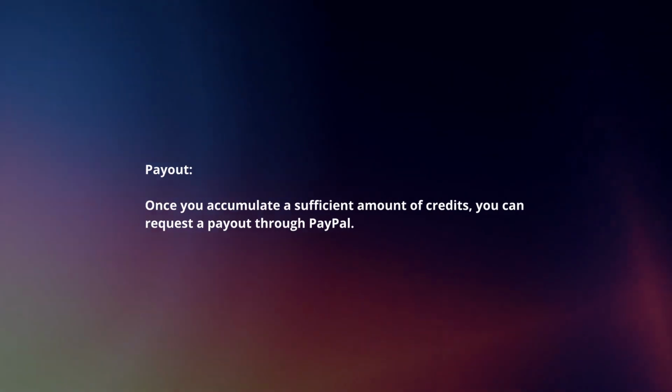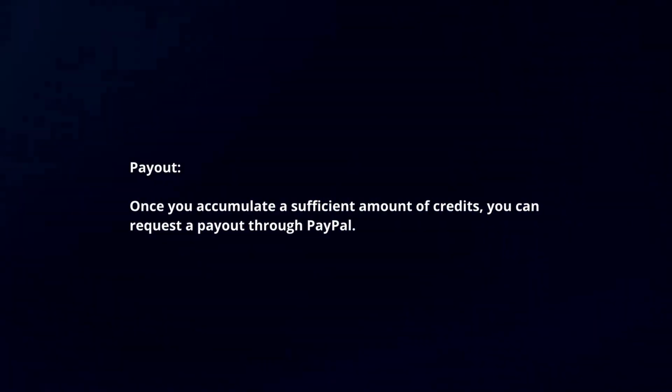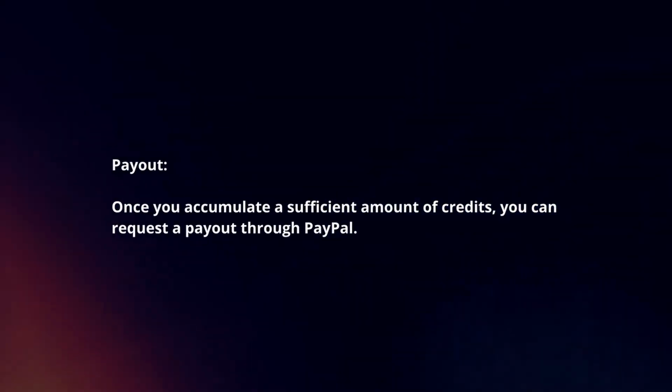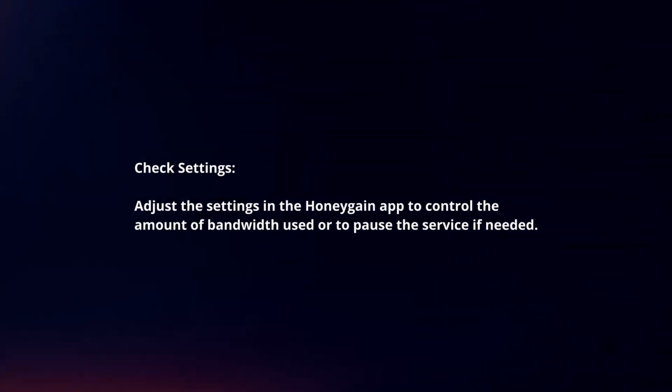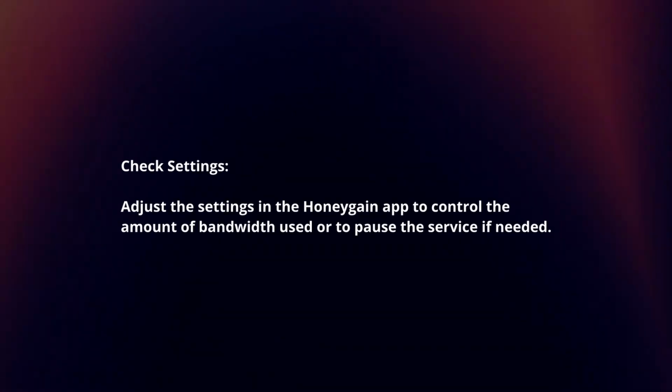Payout. Once you accumulate a sufficient amount of credits, you can request a payout through PayPal. Check settings. Adjust the settings in the Honeygain app to control the amount of bandwidth used or to pause the service if needed.